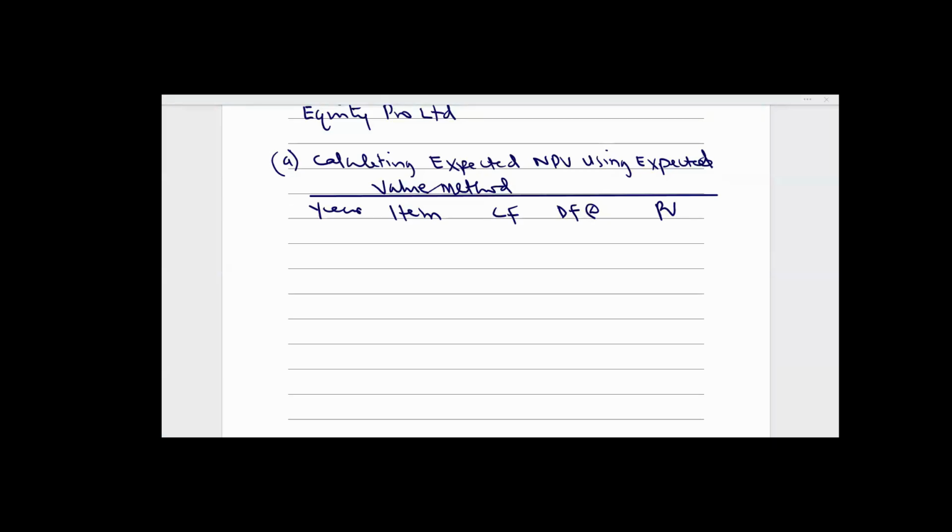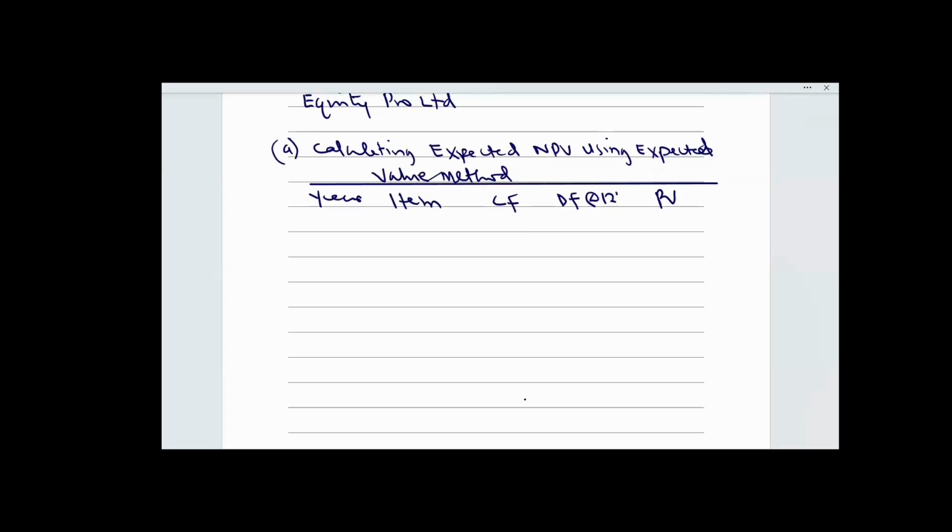So create a column for year, description of item, cash flow, discount factor, present value. According to the question, we are given cost of capital of 12%. Useful life is 5 years. So year 0, initial outlay. How much are we investing on this project? Initial outlay is 40,000 naira.